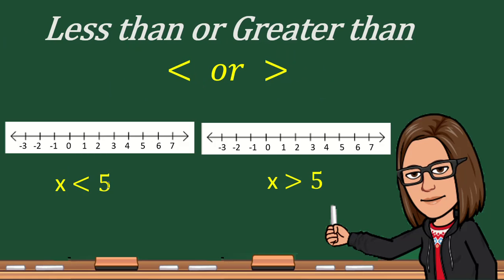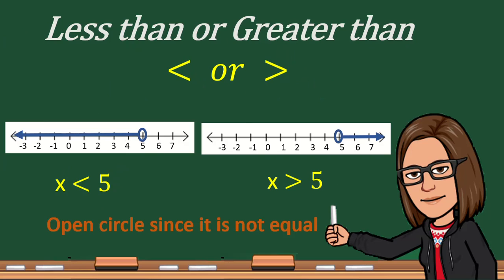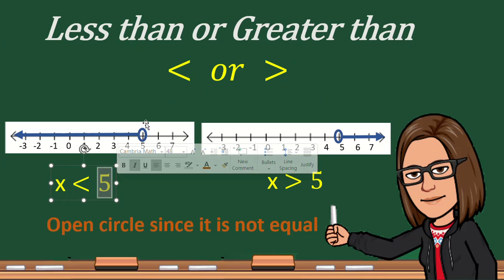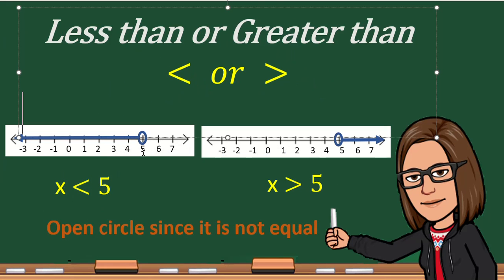So we have x is less than 5 and x is greater than 5. So the first thing you need to know about the less than or greater than is that it is going to be an open circle since it is not equal. So this is an open circle here, because it does not have the line underneath, which means it's equal to also. And then you put the circle at where it's located. So it's located at 5. So we put our circle right at 5. You can see it right there.